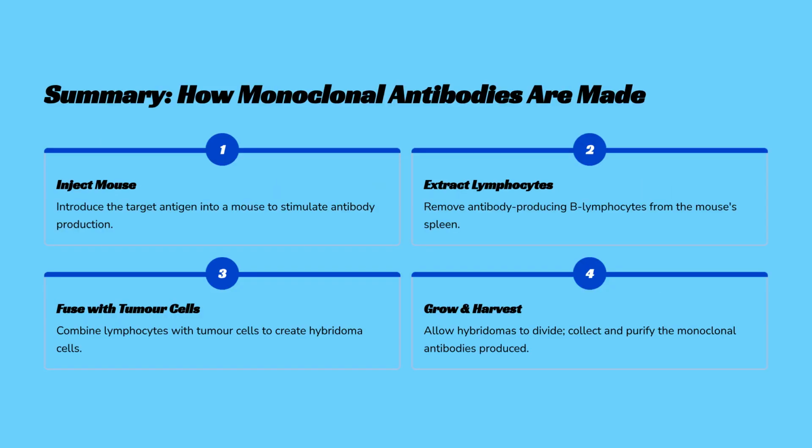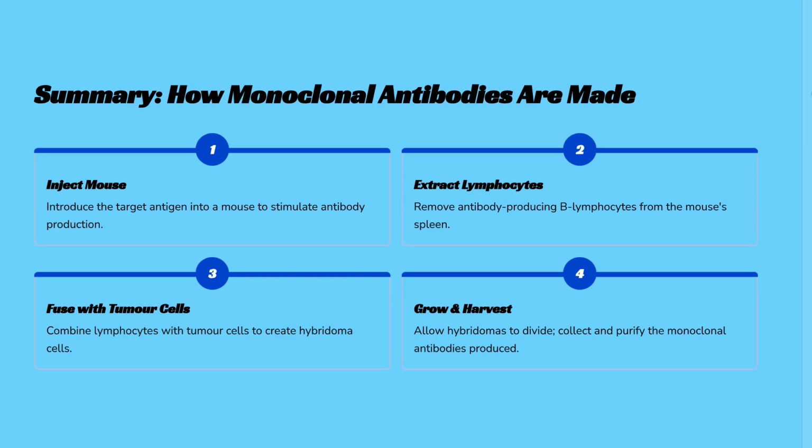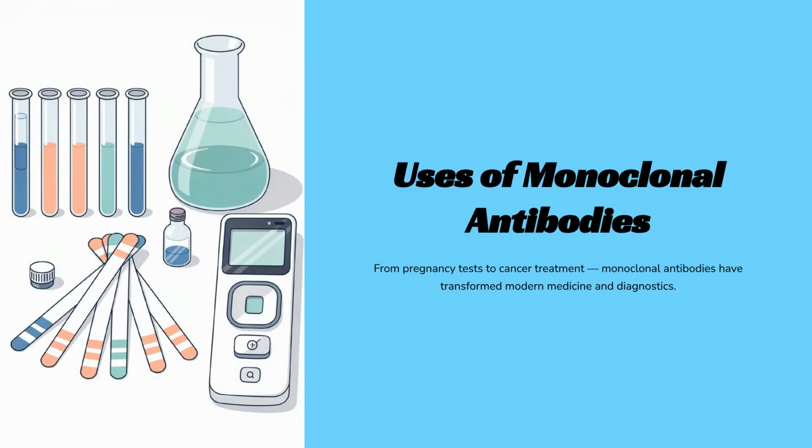In summary, remember these 4 steps for your exam: inject the mouse, extract the lymphocytes, fuse them with tumor cells, and grow the hybridomas to harvest the antibodies. Monoclonal antibodies have truly transformed modern medicine and diagnostics.